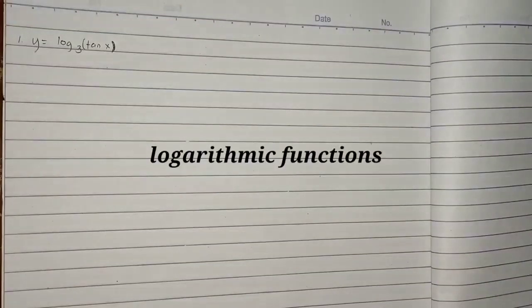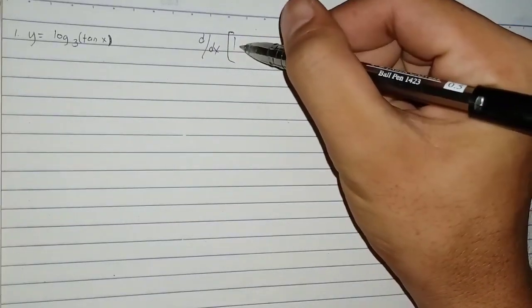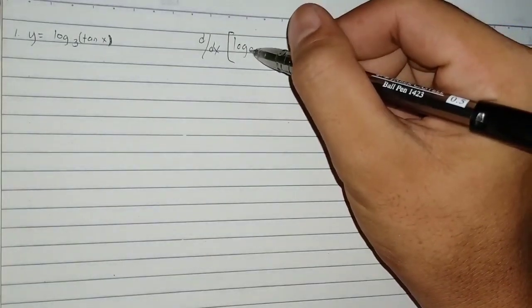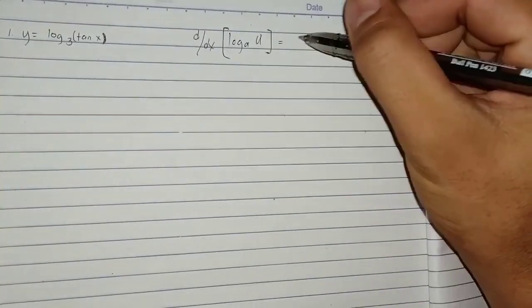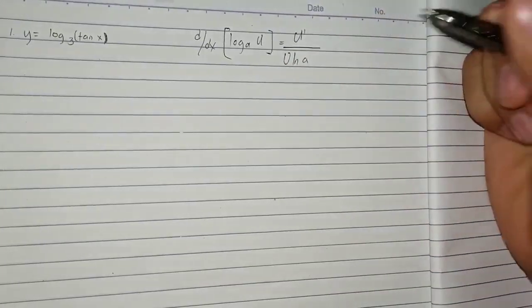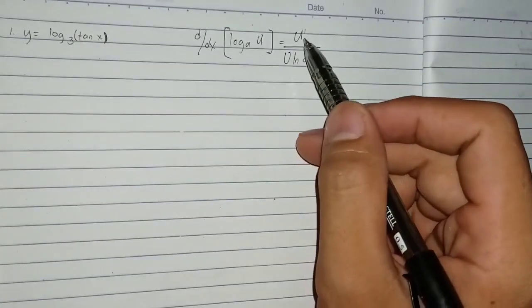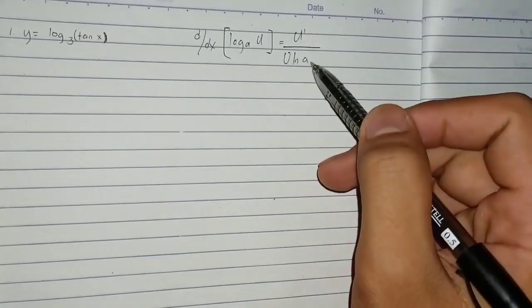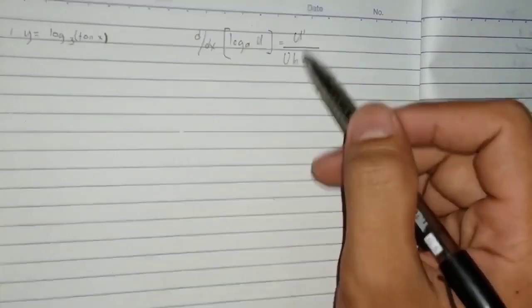We have the first problem here in the topic of derivative of logarithmic functions. Let's say we want to take the derivative of the function y is equal to log base 3 of tangent x. The derivative with respect to x of the logarithm with base a of u is equal to u prime over u times ln a. We just have to find the value of our u prime, our a, as well as our u.